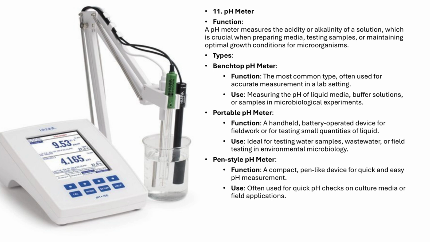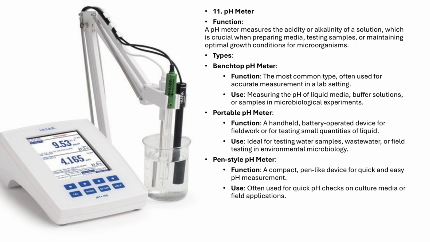Types of pH meters. There are different types of pH meters, each suited for various applications in the lab or field. Benchtop pH meter. The benchtop pH meter is the most common type found in labs. It provides accurate, precise measurements of pH, making it ideal for measuring the pH of liquid media, buffer solutions, or samples in microbiological experiments. Portable pH meter.